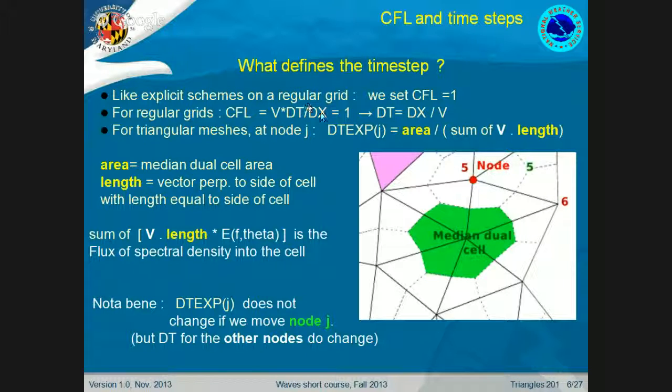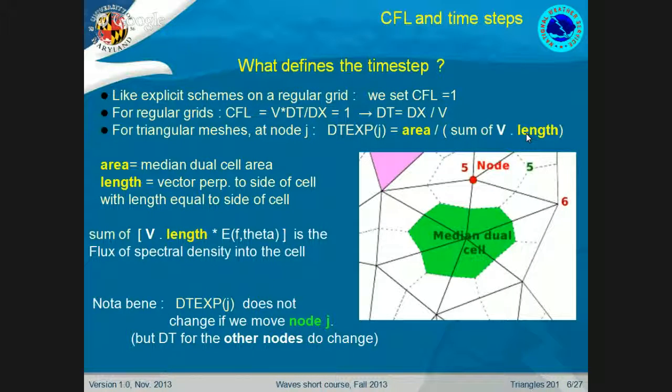Now, for the triangle, the analogy of this is that instead of just a dx, dt is the area, because you're looking at the fluxes inside of the volume. So it's the area of that region divided by the sum of the velocities times the lengths around this volume. So that's the analog for a triangle mesh compared to the regular mesh. Which means that to change the dt, you can try to have CFL equal 1. You can try to increase the area of your cell, or you can try to reduce the length.